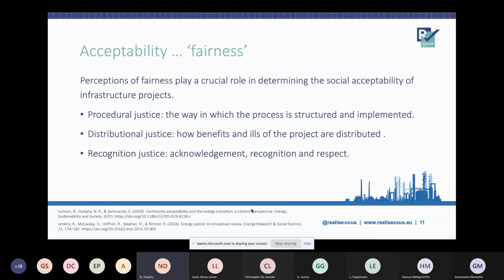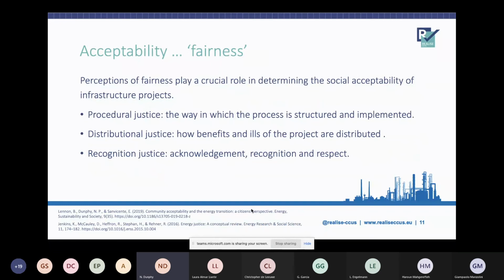So perceptions of fairness play a crucial role in determining the social acceptability of infrastructure projects. And we can look at 3 dimensions of this. There's procedural justice, the way in which a process is structured and implemented. Is the process seen as fair? Is it implemented the way it should be implemented? Distributional justice, how the benefits and ills of a project are distributed. Are all the benefits of the project going to outsiders, and yet the local community has to deal with all the burdens? Is there a share in the benefits?